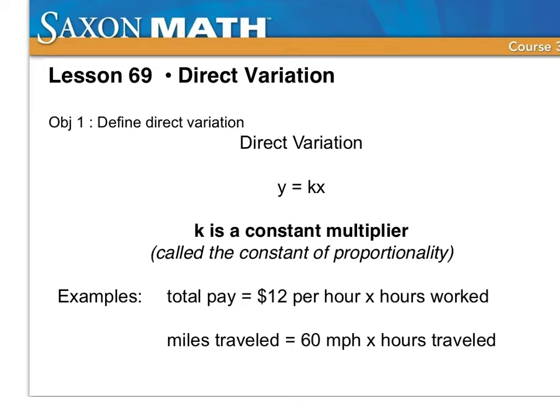We are on lesson 69. We are talking about direct variation. Your objective is right here. And we need to talk about what direct variation is, okay? Direct variation is defined by this equation right here.